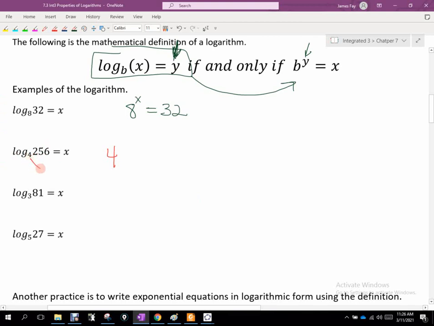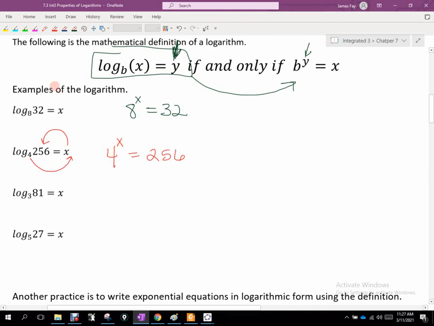I'll go 4, I'll draw an arrow all the way across the equal sign, and that tells me my exponent. And then I'll draw another arrow coming back to that, and that tells me the right-hand side. Okay, so I always draw that little picture. And I phrase it to myself, 4 to the x will give me 256. So I don't know what 4 to the x is. I don't know what x is.